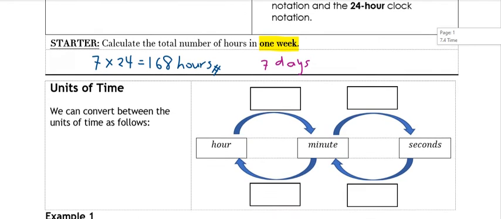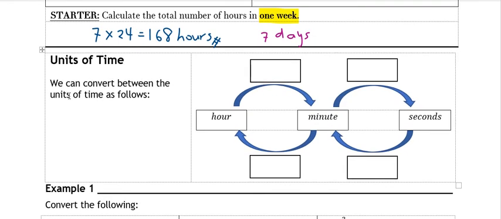Here, we can convert the units of time as follows. Here you have hours into minutes. So 1 hour is 60 minutes, so you have to multiply by 60. And you know that to get from minutes to seconds, you also have to multiply by 60.